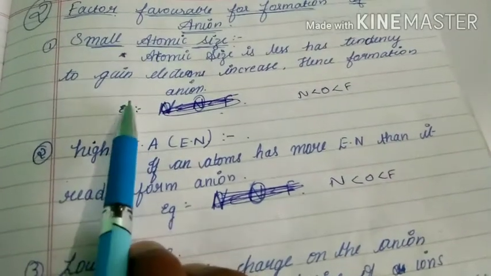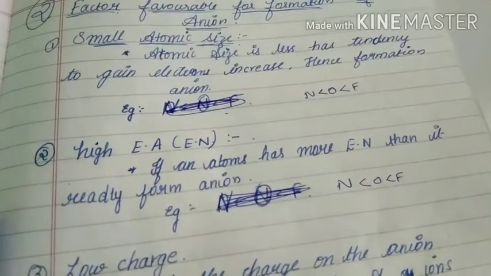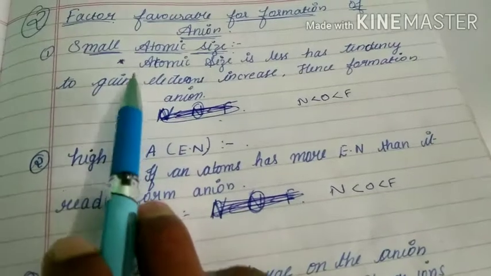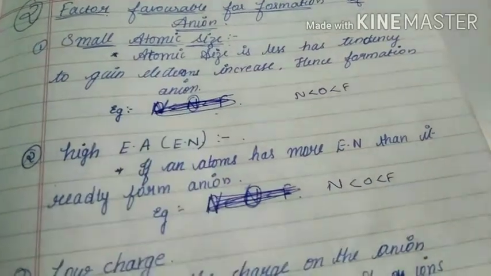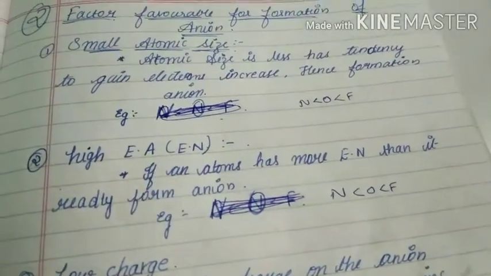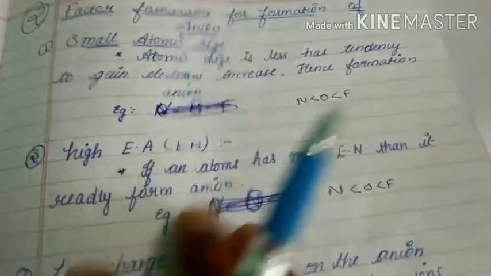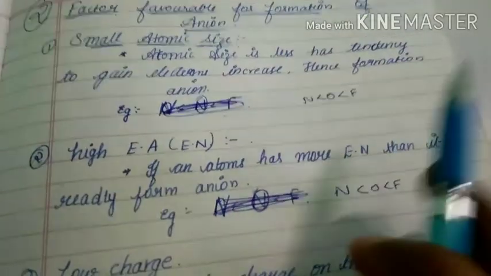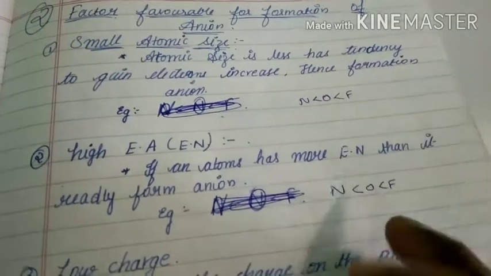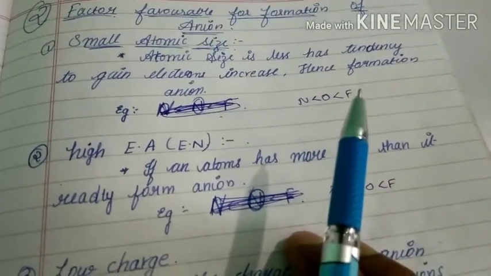In case of cation, what is the first condition? Large atomic size. But here, the first condition is small atomic size. Because how is anion formed? When an electron is added to a neutral atom, then anion will be formed. We know that, because we discussed that point in case of electron affinity.